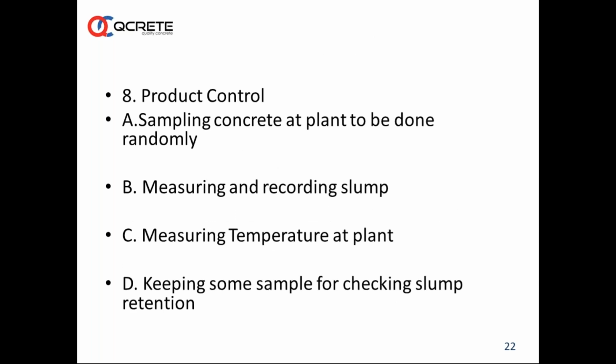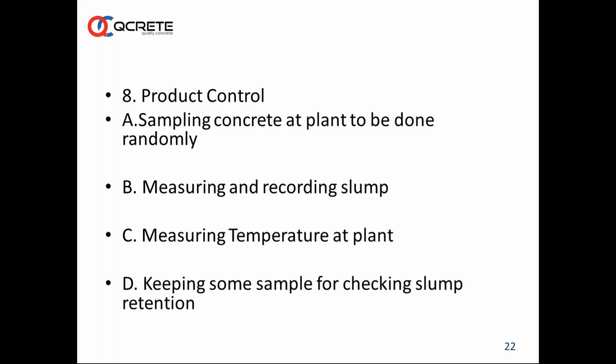Sampling of concrete has to be done randomly. Every company has its own QC system. Some companies abroad check every truck. Some companies check once in 3 trucks or once in 4 trucks. That depends upon the quality plan that they have. But we need to check the slump at the plant, and it has to be recorded.